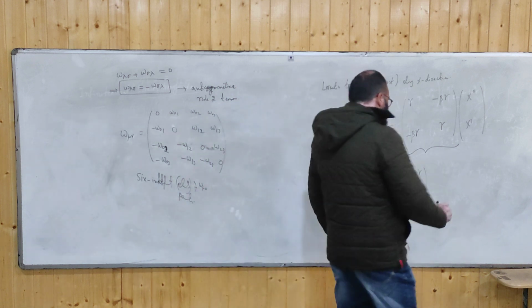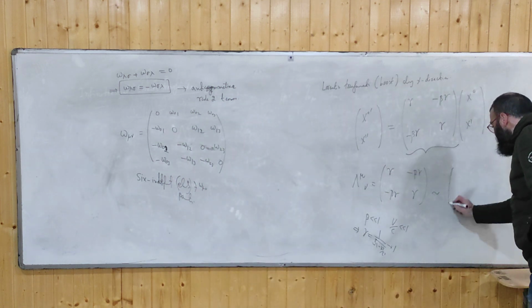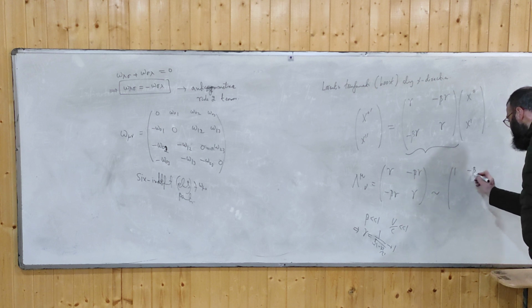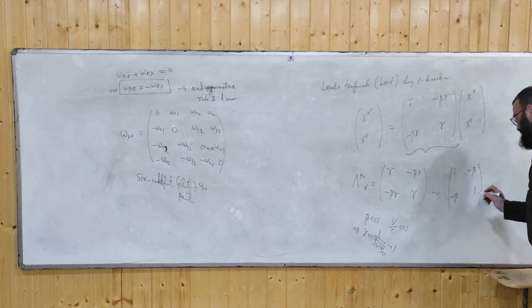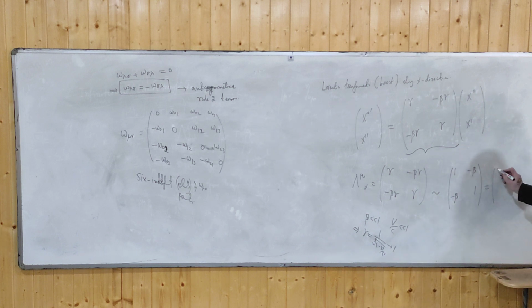Now let's write this object. I will write it as the matrix 1, minus beta, minus beta, 1, which is the matrix 1 0 0 1 plus the matrix 0, minus beta, minus beta, 0. You can think of this as the identity matrix plus an infinitesimal quantity. So now tell me what this matrix is. You write this simply as delta mu nu plus omega mu nu.